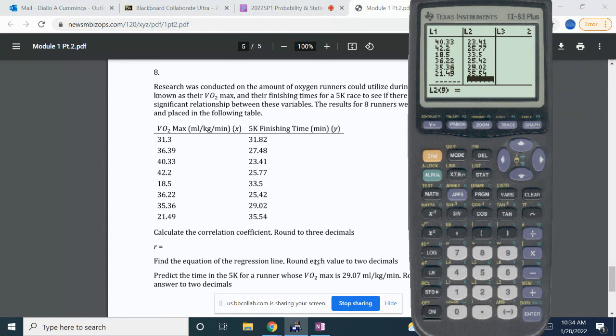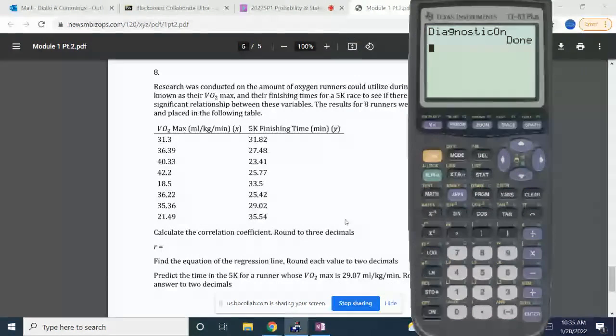The next thing I'm going to do is go back to our home screen. At this point, in order to calculate the correlation coefficient, I must turn on my diagnostics. So in order to turn on the diagnostics, I'm going to enter the catalog. On my particular calculator, the catalog is above 0, and it's a second function, so I'm going to hit second and 0. I'm going to scroll down until I get to D for diagnostics. I'm going to turn the diagnostics on. I'm going to hit enter again, and now my diagnostics are on.